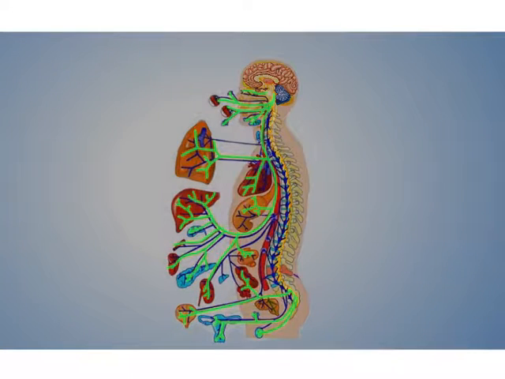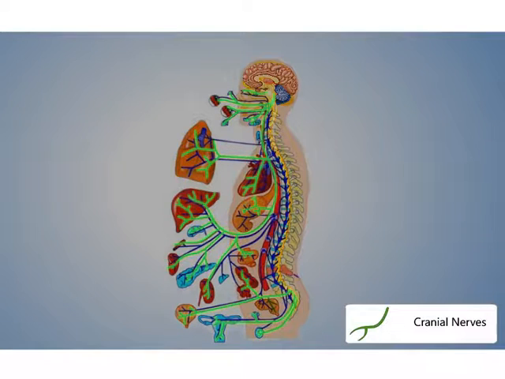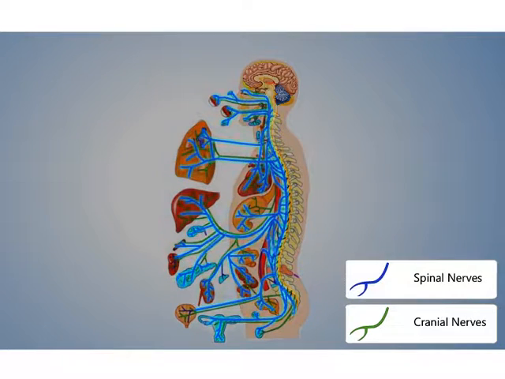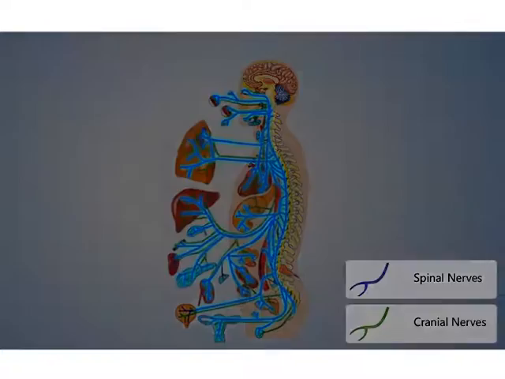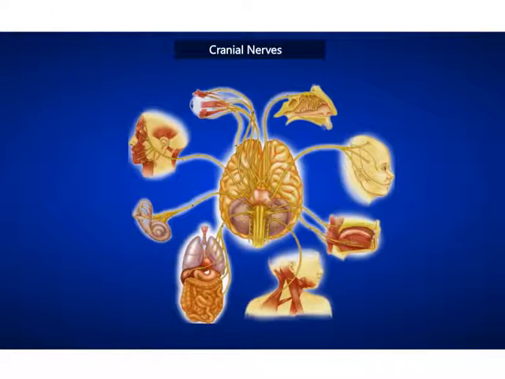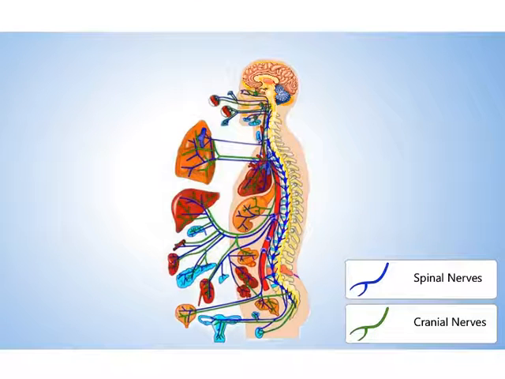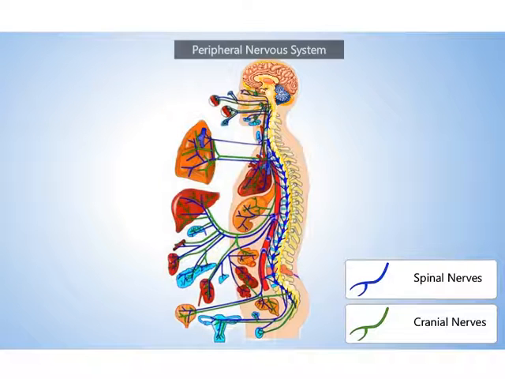We have a system of nerves arising from the brain, referred to as the cranial nerves, and another system of nerves arising from the spinal cord, referred to as the spinal nerves. Cranial nerves carry messages to and from the ears, eyes, nose, throat, tongue, and skin on your face and scalp. The cranial nerves and spinal nerves together are referred to as the peripheral nervous system.